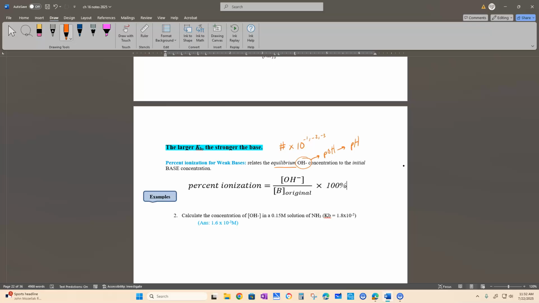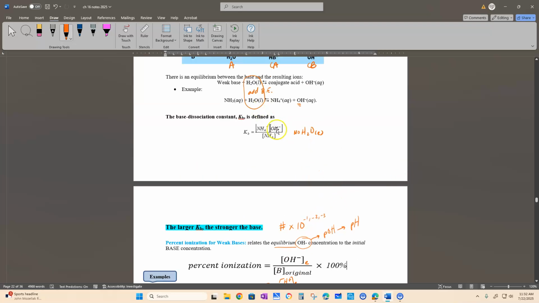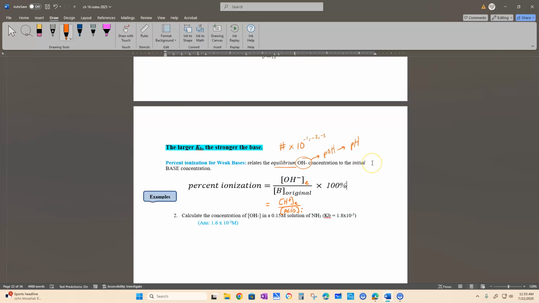Notice the percent ionization for an acid is different from a base. For an acid, it was hydrogen or hydronium at equilibrium over the concentration of the acid originally. Same thing here, but now it's hydroxide. And why? Because when you're solving for hydroxide, you're solving for an X. So in your ICE chart, this OH is going to be your X. Same thing, we want less than 5% because that's a good assumption.